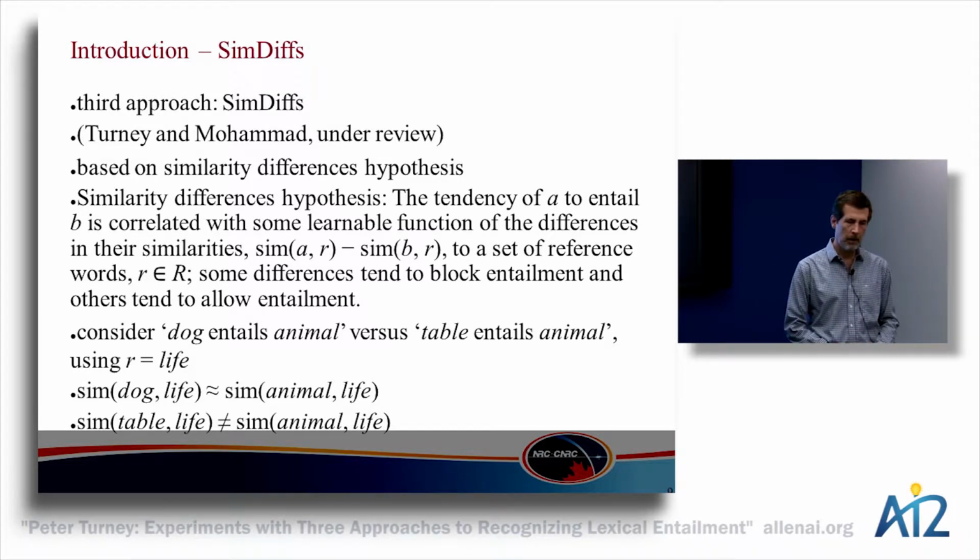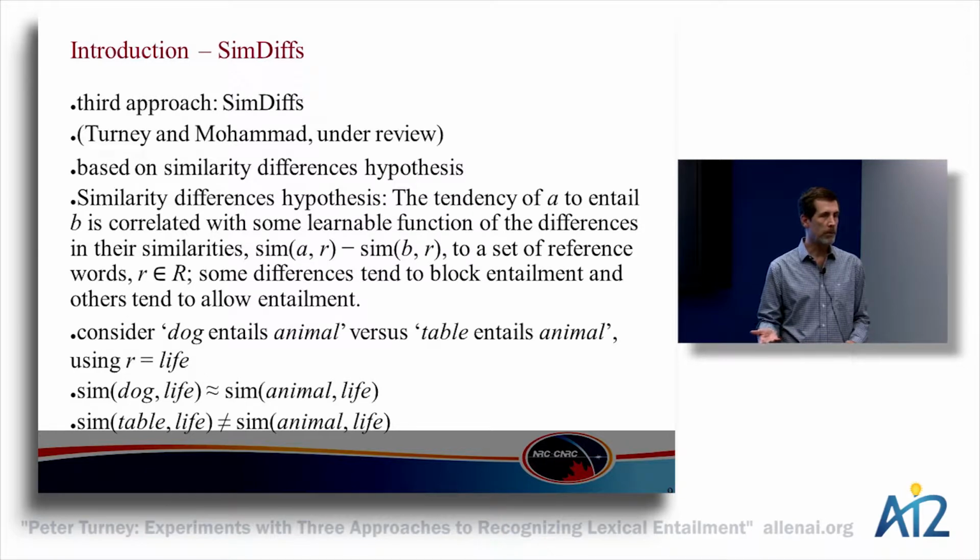The idea is the tendency of A to entail B is correlated with some learnable function of the differences in their similarities. The similarity of A to a word R, the relational similarity of a word A to a word R, minus the similarity of B to R, where R is some kind of reference word. And some differences tend to block entailment and others tend to allow entailment. And so an example is dog entails animal versus table entails animal.